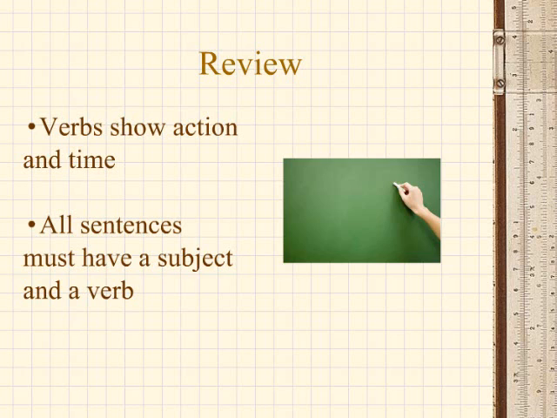Verbs show action, and they also show time. We can be doing something right now in the present, or we could have done something in the past. We can also plan on doing something in the future. We indicate time by using different verb tenses. Let's take a look.